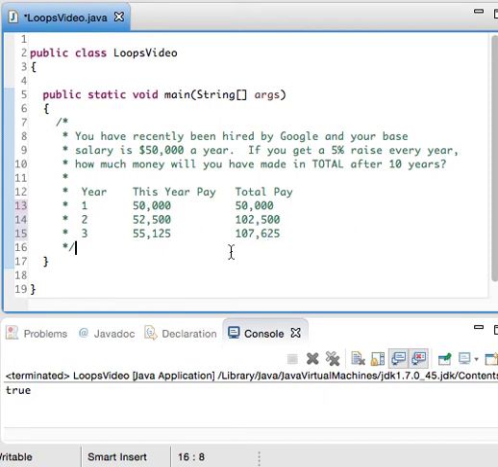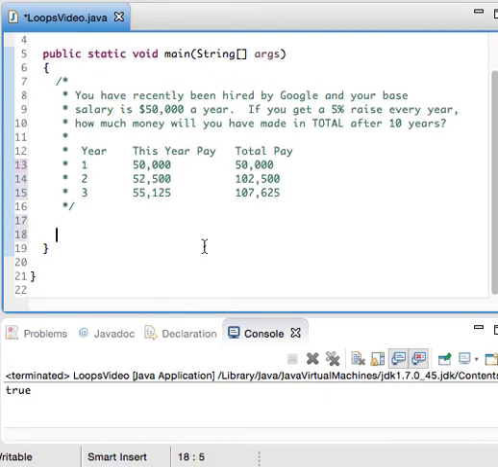So now we need to model this situation. Like before, I'm going to create a variable, and I'm going to make it a decimal because we're dealing with money. Decimals are likely. And it's going to be the result of calling this method get total pay. And I'm going to put in two parameters. The first parameter is my base pay, which is $50,000. And the next parameter is going to be my raise. So that's 0.05.